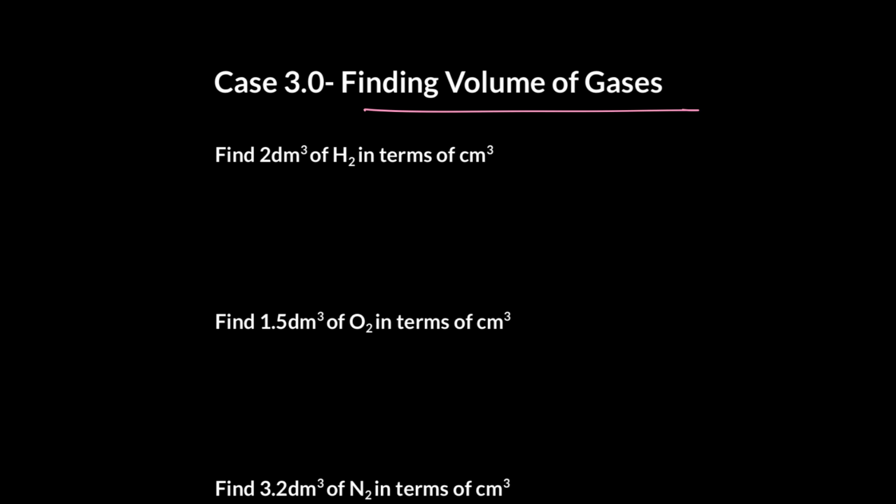फाइंड द वॉल्यूम. वॉल्यूम निकालो. V इज इक्वल टू n टाइम्स 24 DM क्यूब. तो सारा ही आसान है. अच्छा, वॉल्यूम कितना है? 2 मोल्स, कह रहे हैं सेंटीमीटर क्यूब में निकालो. अच्छा सॉरी, मोल्स नहीं पूछ रहे, कह रहे हैं फाइंड 2 डेसीमीटर क्यूब इन सेंटीमीटर क्यूब.